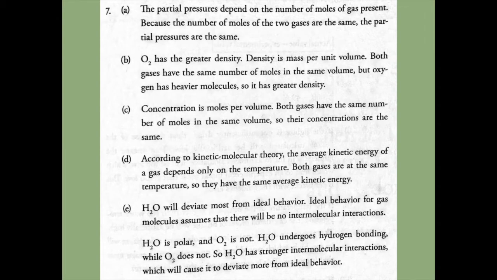In E, it says which gas, if either, will show the greatest deviation. Remember, if I'm deviating from my ideal gas law, what that means is that I have an attraction between gas molecules. Because when we say we have an ideal gas, we're assuming that they're not attracted to each other at all. Well, which of those two would have the stronger attraction between molecules? That would be water, because water has hydrogen bonding. So water is going to deviate the most simply because it has hydrogen bonding, while oxygen only has London dispersion forces.